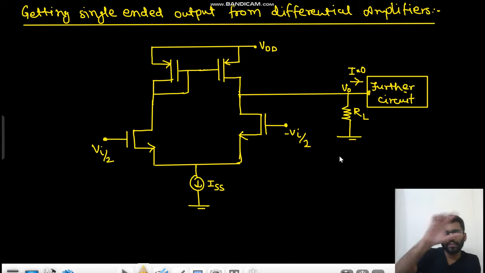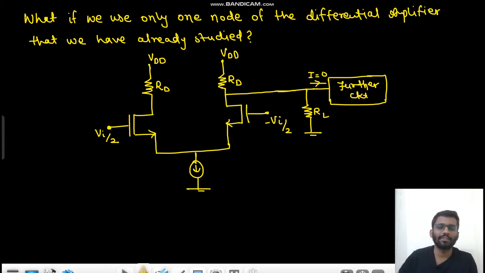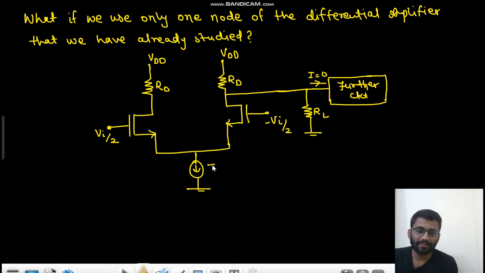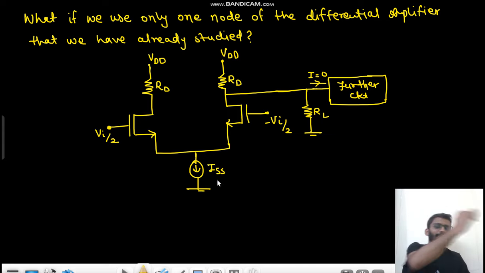So I have made a configuration in front of you. Now you will say, why have I made this configuration? Instead of this, I can use the simple differential amplifier that we studied and just get the output from one node. Just drop this node. What is the output here?